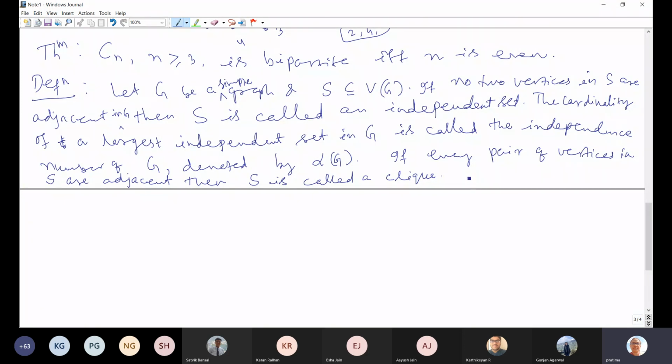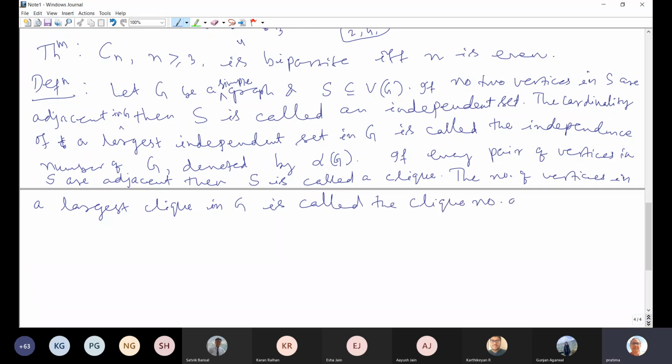The number of vertices in a largest clique in G is called the clique number of G, and it is denoted by omega(G). That is called the clique number.